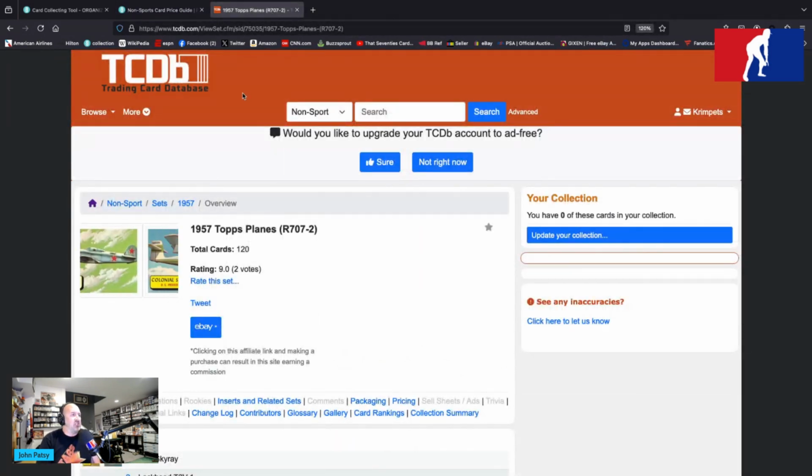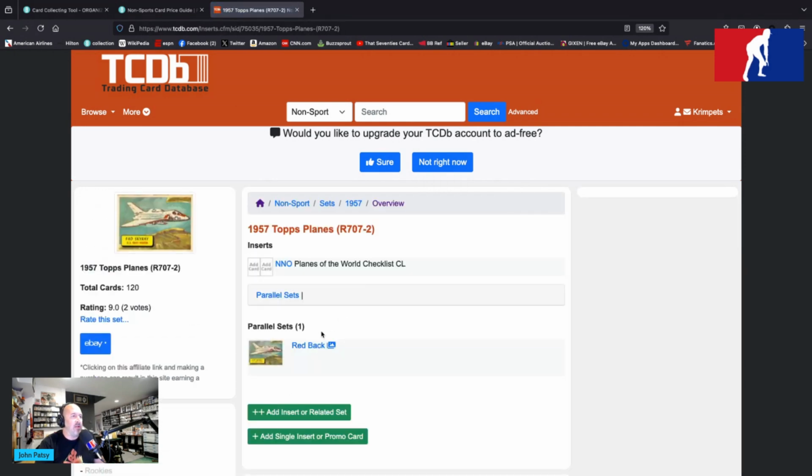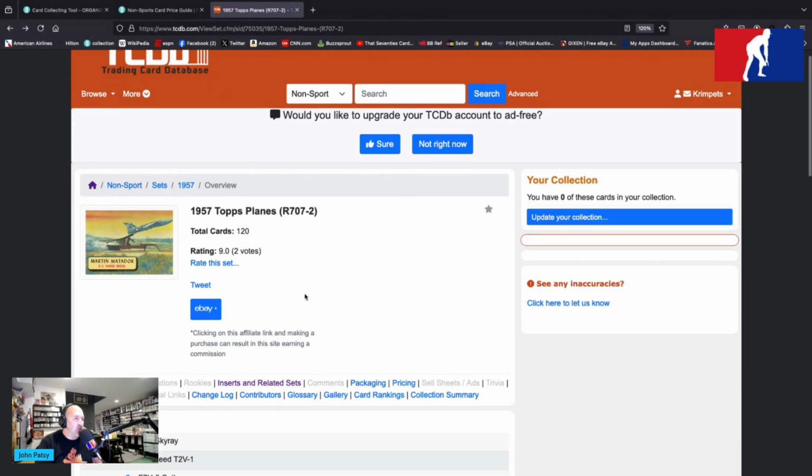This is the R707-2 1957 Topps planes. Inserts and related sets. Let's look at this here. There's the redback set. I don't have any redbacks, but they're the same other than the color of ink on the back, of course.